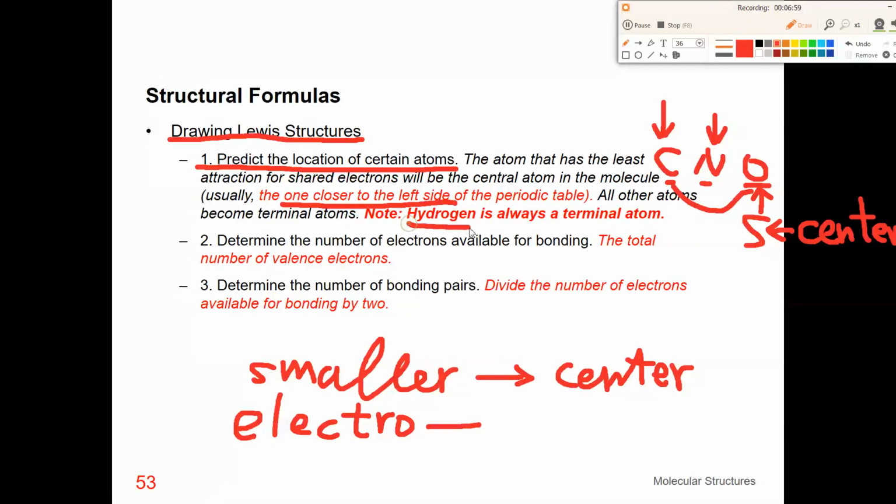So hydrogen is always terminal, because hydrogen can only have 2 electrons. Remember we talked about one pair of electrons, 2 electrons, forming 1 bond. Because hydrogen can only form 1 bond, it's always terminal. It cannot be central, because central atom means multiple bonds linked to it. Hydrogen can only have 1 bond, so it's always terminal.